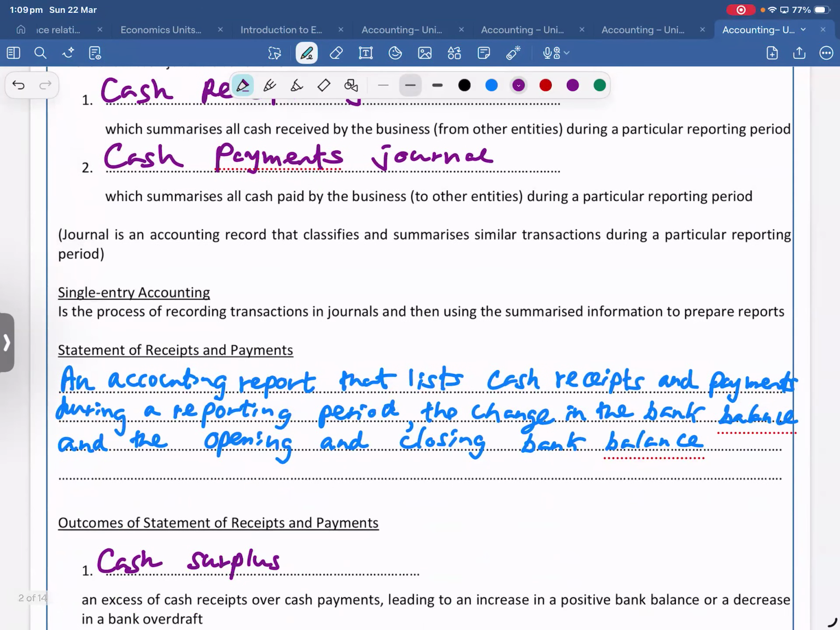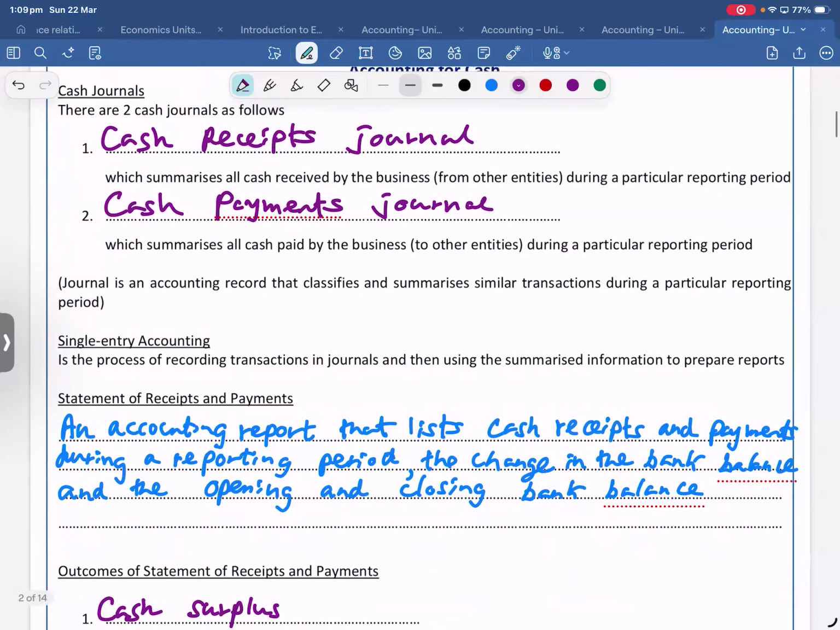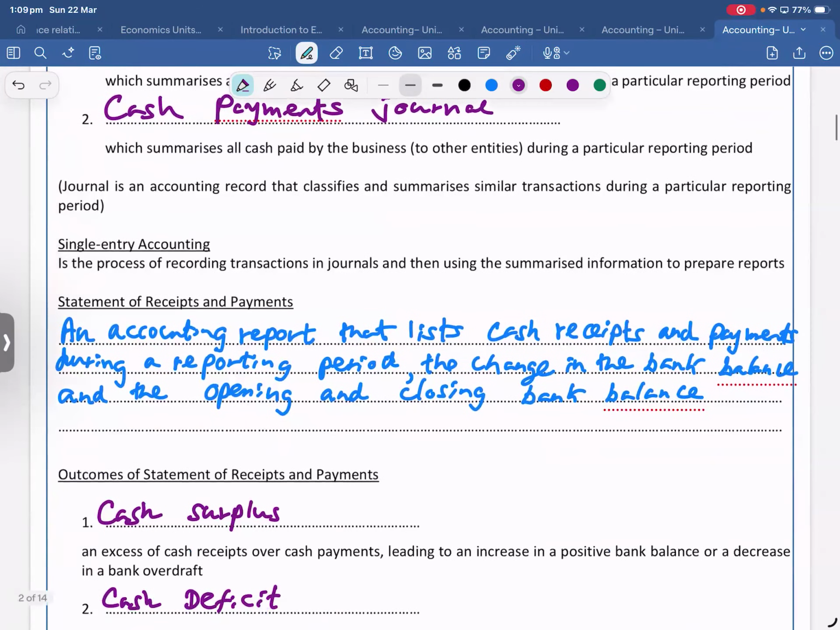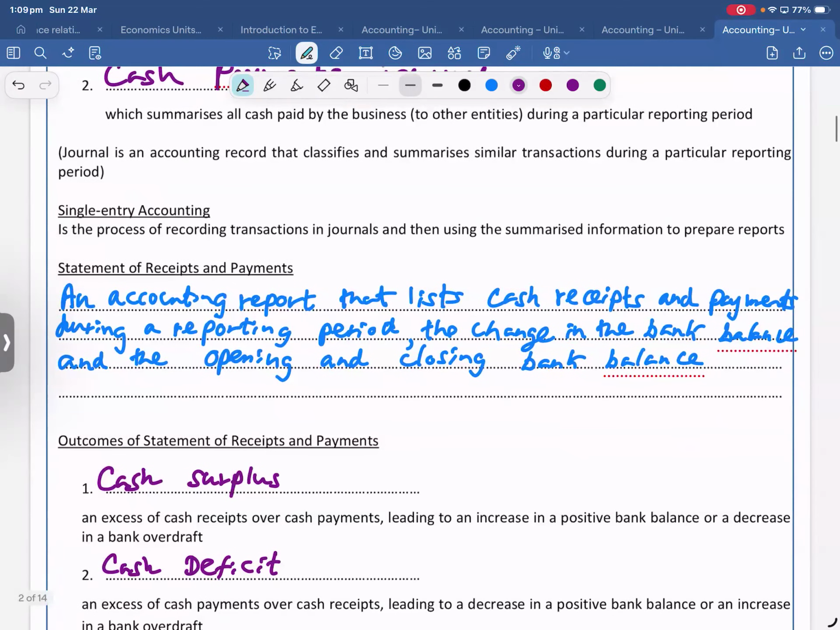Then later we are going to summarize these cash receipts and payments journals, and we are going to prepare a report. A report is a format that summarizes and classifies the transactions according to a logical basis. Then we prepare a report called statement of receipts and payments, and we will do it later, and then we will have two outcomes in the statement of receipts and payments.